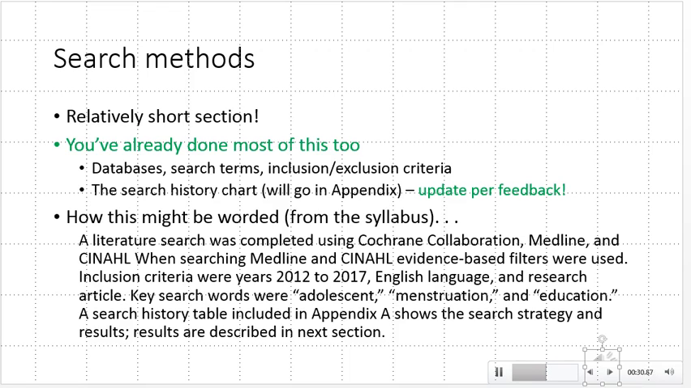You will have created a search history chart, which goes in the appendix. Update that for any feedback we've given you along the way. And then in the written part of the paper, you include a paragraph or two that describes in words how the search was done. Here's a little example that's taken out of the syllabus. Yours could be worded differently, but this is the kind of information that you would say in your search methods section.